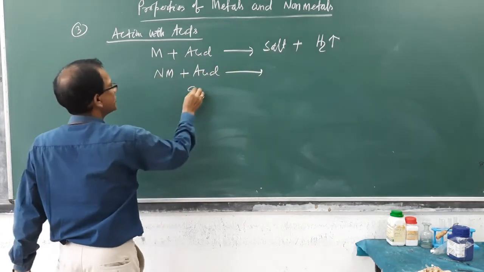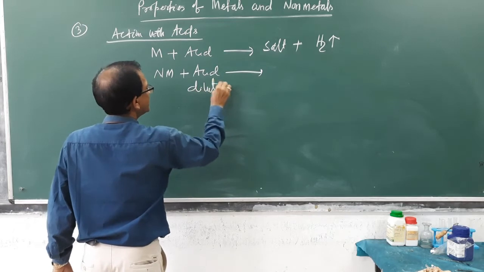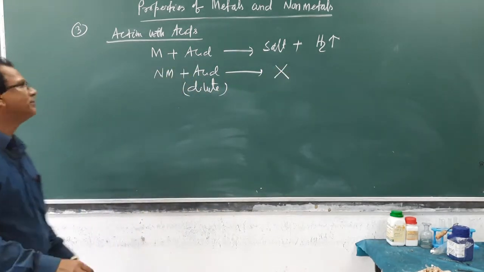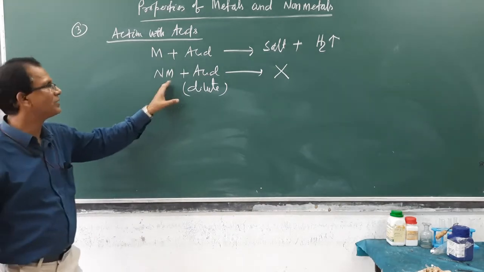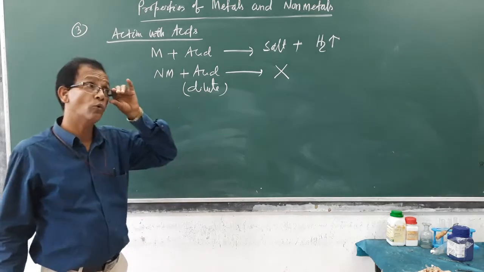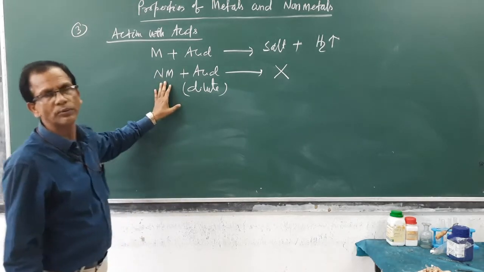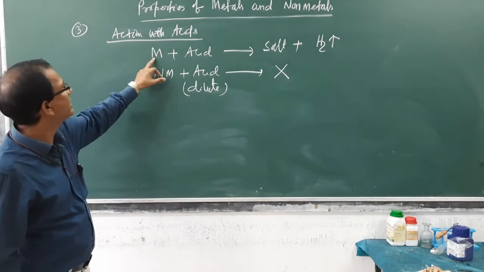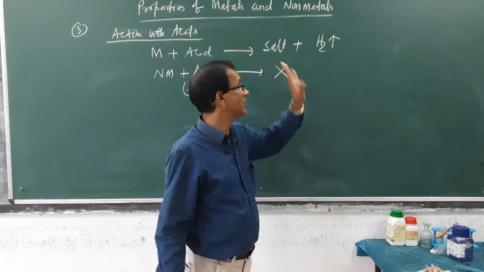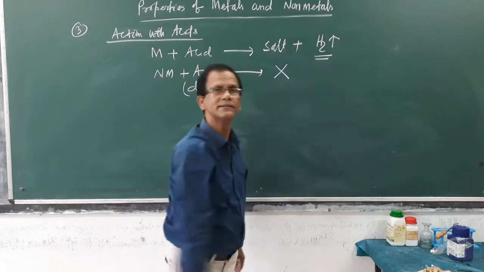Acid means dilute acid. Dilute acid, generally no reactions. Generally, non-metals do not react with acids. Non-metals do not react with water. So these are the common properties of non-metals. But metals react with acid, producing salt and hydrogen gas. This is very important. The gas is hydrogen.